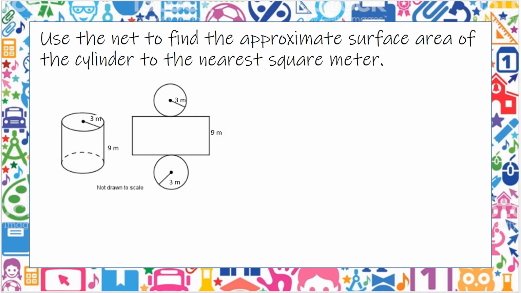So on this one, we're going to find the area of the circles, and then we have to find the circumference of the circles to find this length. So let's go ahead and do the circumference. It's pi times d, or pi times 2r, 2 pi r.